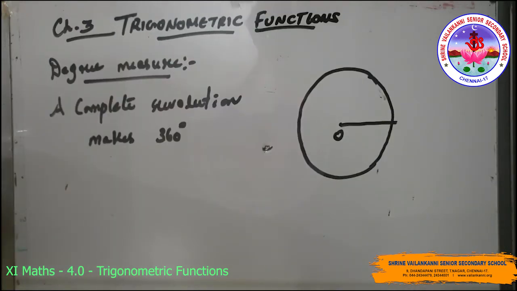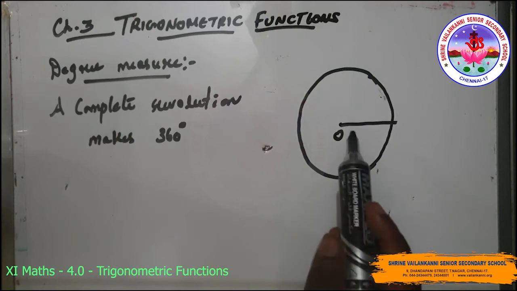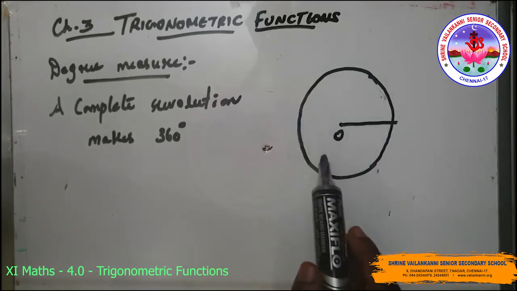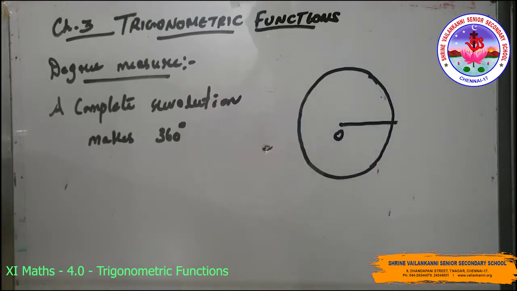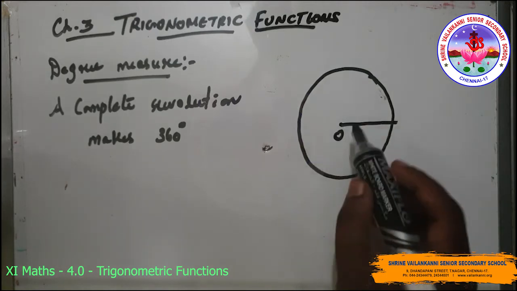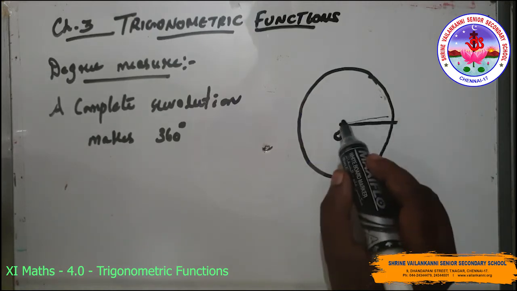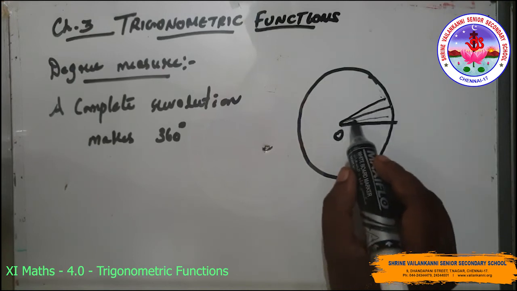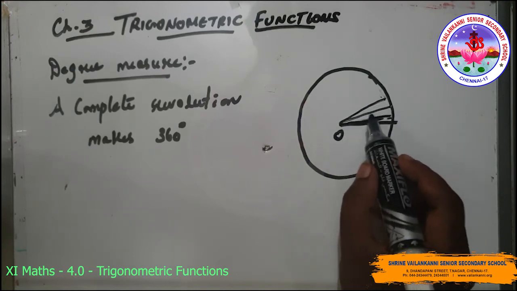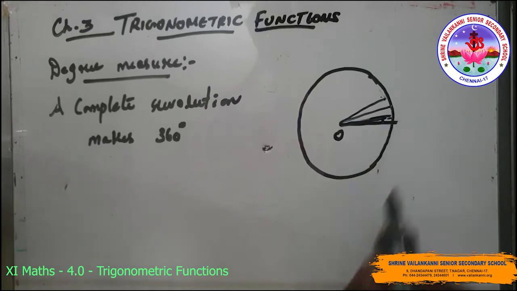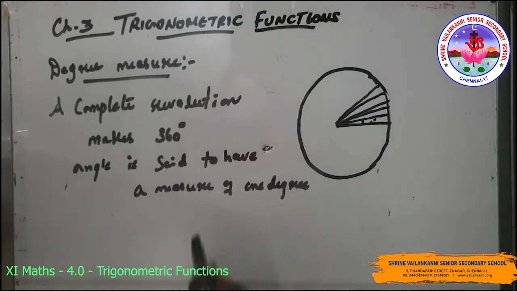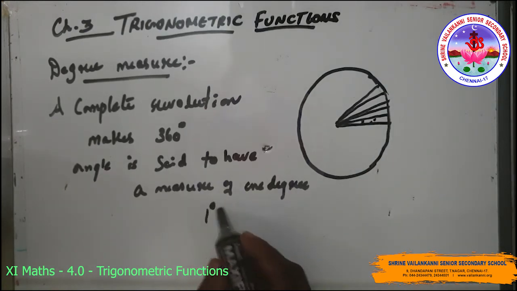The two units of measurement of an angle which are most commonly used are degree measure and radian measure. In degree measure, it takes 360 degree to make a complete revolution. So each one is divided into 360 parts and each part is 1 degree. So it can be written as 1 degree.